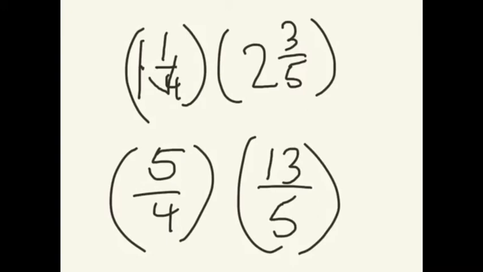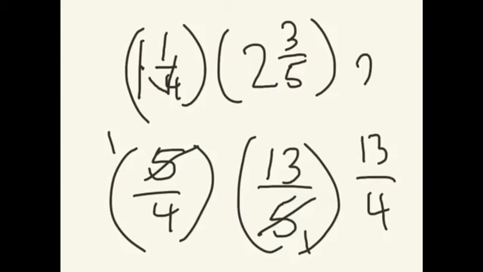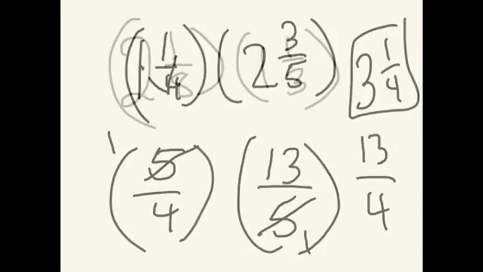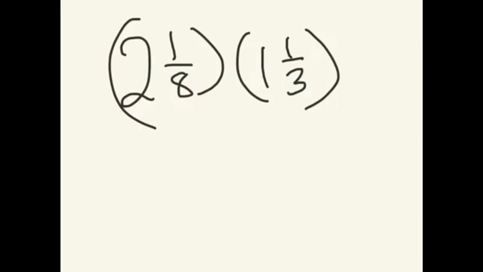I look to see if I can cross-cancel, and luckily I can. I can cross out both 5s and put 1s. 1 times 13 is 13, and 4 times 1 is 4. Now 4 goes into 13 3 times with 1 left over, which means that 1 1/4 times 2 3/5 is 3 1/4.